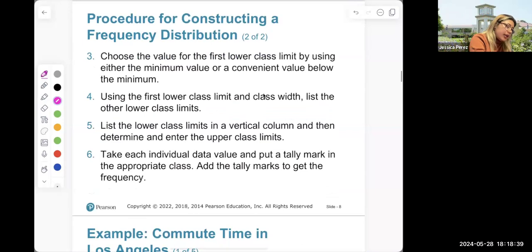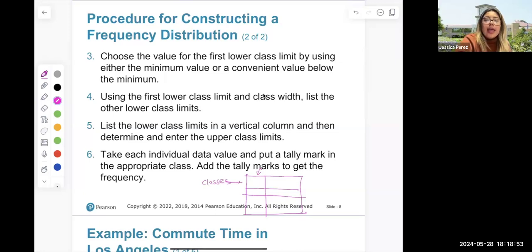So we're going to be creating something like this. On this side, we're going to be having the number of classes. So I'm going to have 1 class, 2 class, 3 class, however many classes we have. And then next to it, we're going to see how many of those data values are in there. So this one's going to be a tally. We're going to tally up those values. That's what this is saying. We're going to take each individual value and put them on a tally in the appropriate class. And then we're going to count the tallies to get the frequency.